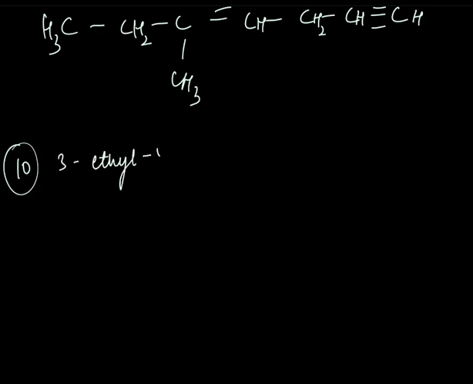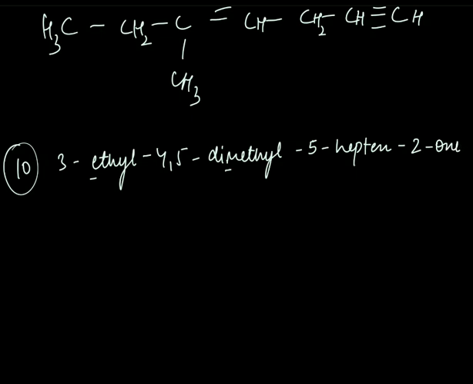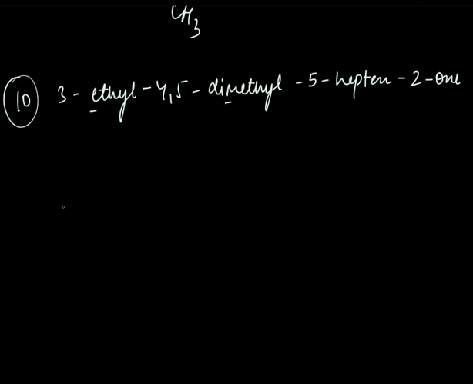3-ethyl, 4,5-dimethyl. So you can see alphabetical order they are following over here. 5-heptene, the double bond is on the fifth position, and there is a ketone also, 2-one. So you can just recall what a ketone is, how it exists, how it looks.